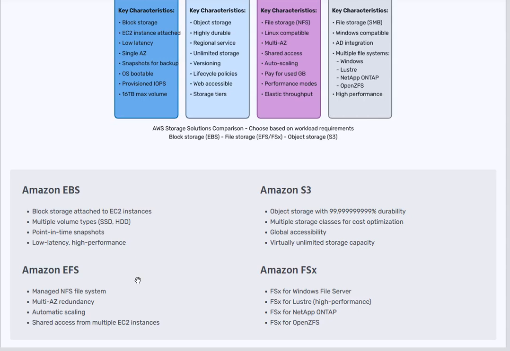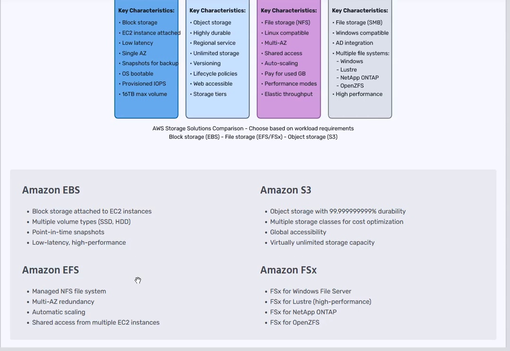Okay, so Amazon EFS, Elastic File System, a network file system. Multi availability zone redundancy, automatically, so highly available. Automatic scaling, right? You can use whatever you want. You don't need to spend much money initially buying a big storage. Shared access from multiple EC2 instances. So the major difference between these two, EBS and EFS, is that EFS is a network file system. You can share it among three or four EC2 instances, but EBS is not like that.